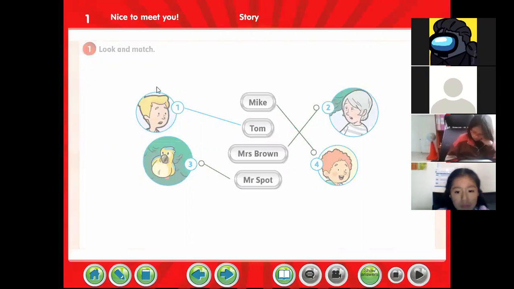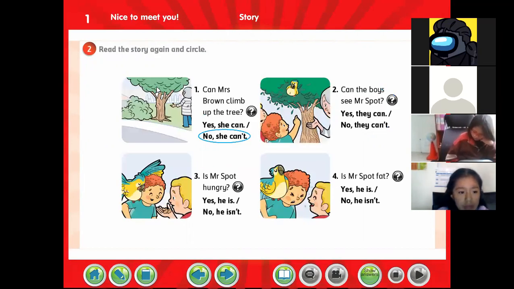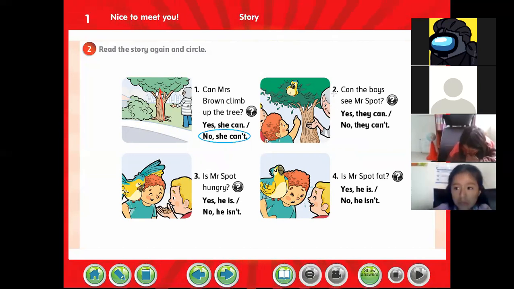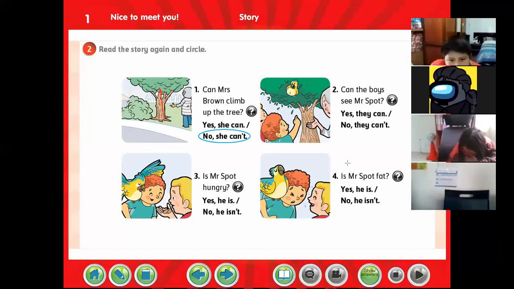Good. Two. Let's answer these questions, okay? Can Mr. Brown climb up the tree? Remember, climb up means this, no? Climb up, subir. No. No, she can't, okay? Number two, please. Raise your hand if you want to participate. Number two, three, and four, okay? Raise your hand, please, if you want to participate. I need three students. Three students, please, three volunteers, raise your hand.